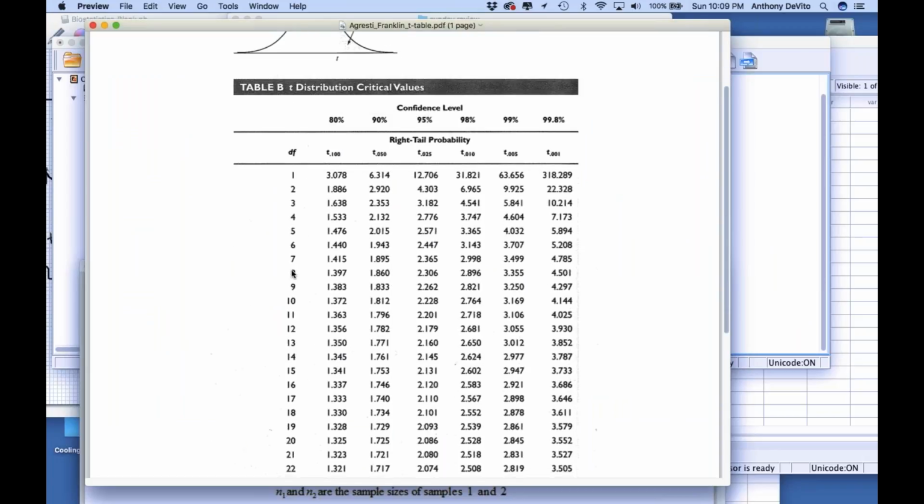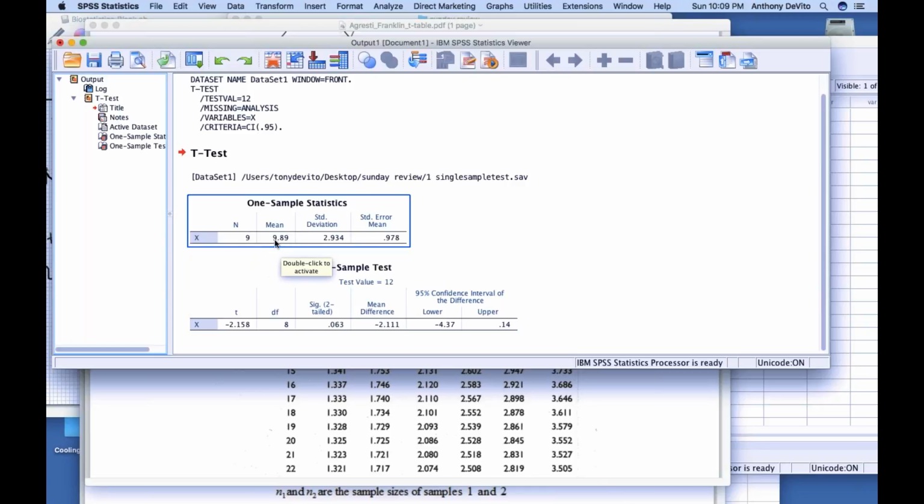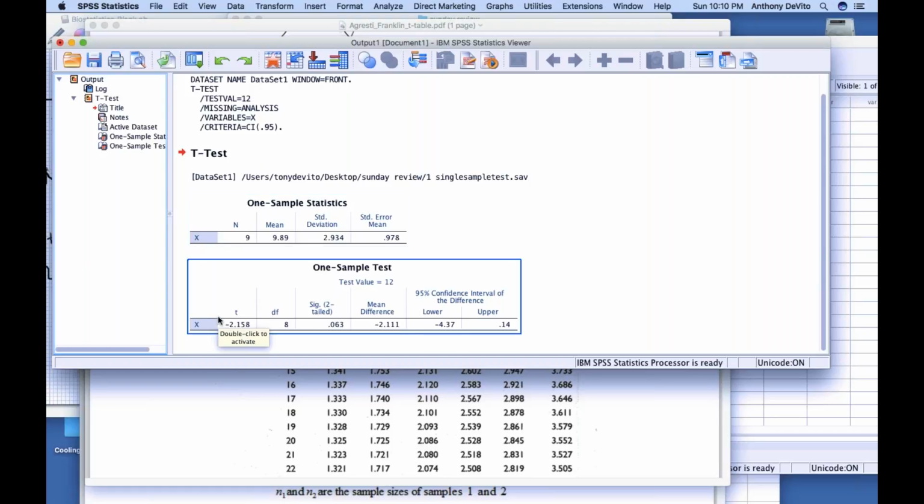Okay, what's t critical for 8 degrees of freedom? It's 2.3. Okay, so let's go back to our problem. Does our t-score exceed our critical value of t? No, it doesn't. So in this single sample t-test where we compared the mean of the sample, which was 9.89, to a known mean of 12, x bar was 9.89, mu was 12, we failed to reject the null hypothesis.